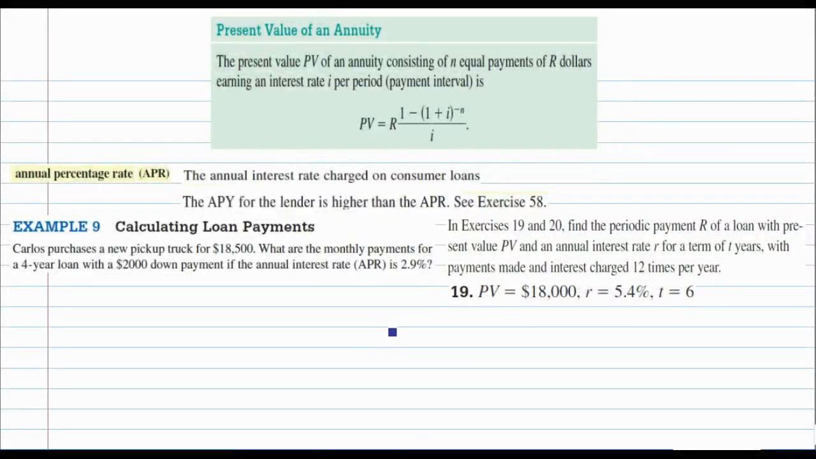This is the screencast for section 3.6, example 9. We're going to study the present value of an annuity.